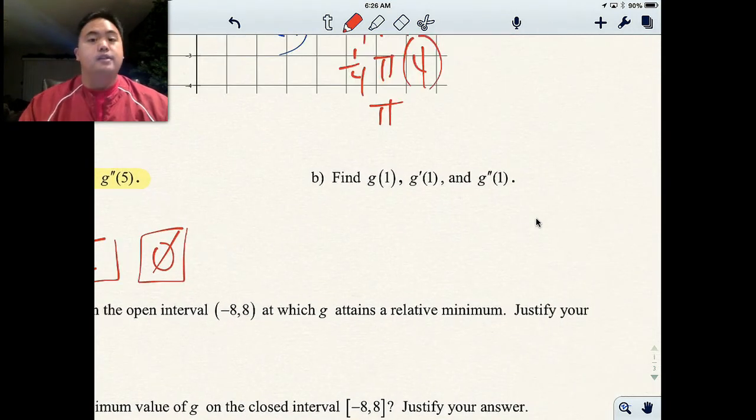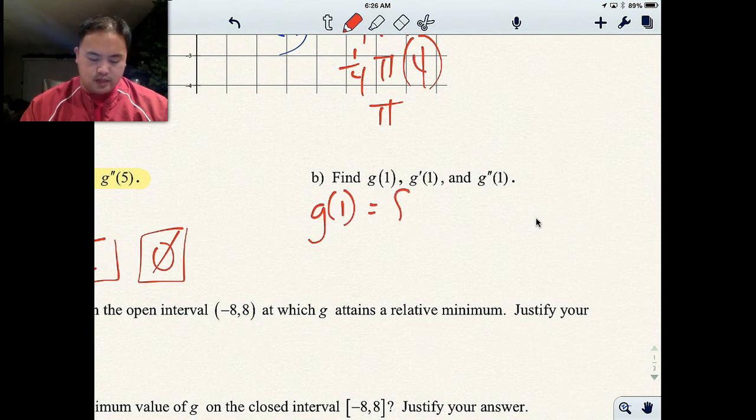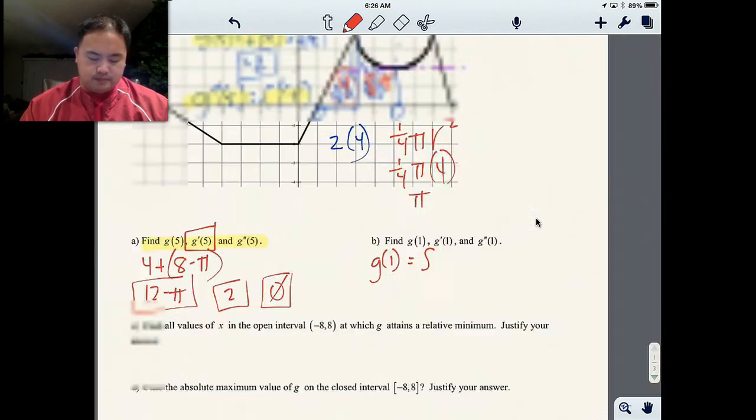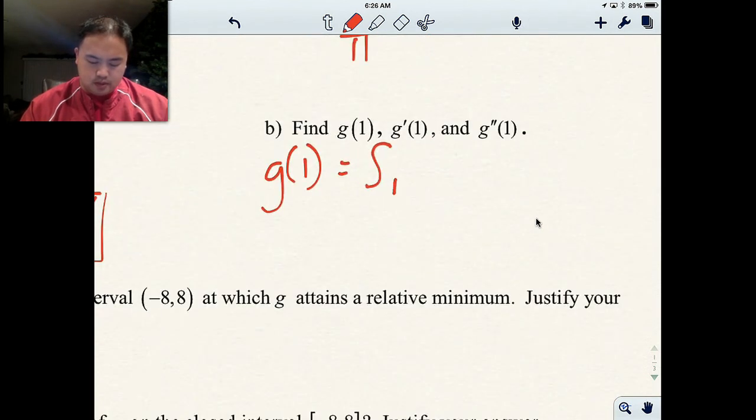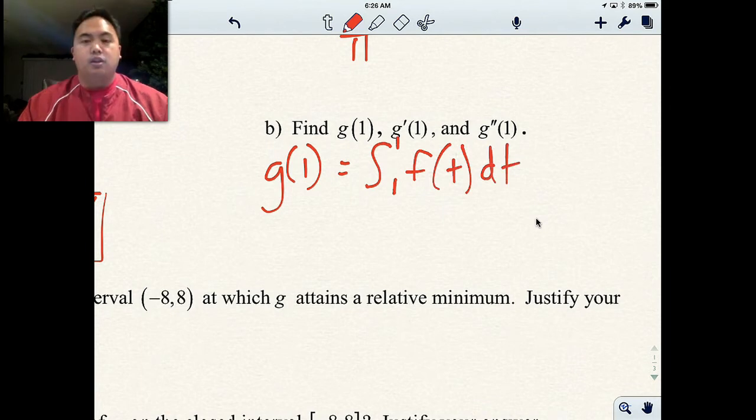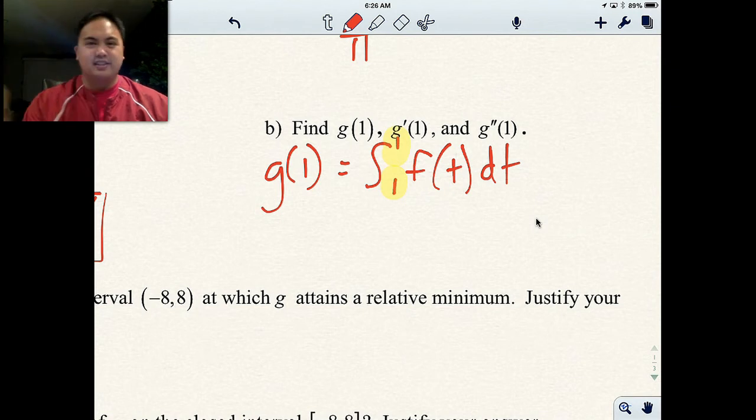B, same thing, just if you understand it, can you find g(1), g prime(1), g double prime(1)? All right. G of 1, again, is equal to the integral from 1 to 1 of f of t dt. You may notice that my bounds are exactly the same. I forgot if I taught this to you, but if you have a case where the bounds are the same, there's no area under the curve. I mean, it's like going from here to here, it's the exact same.